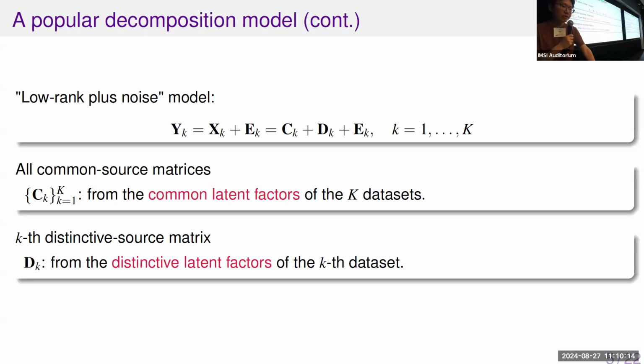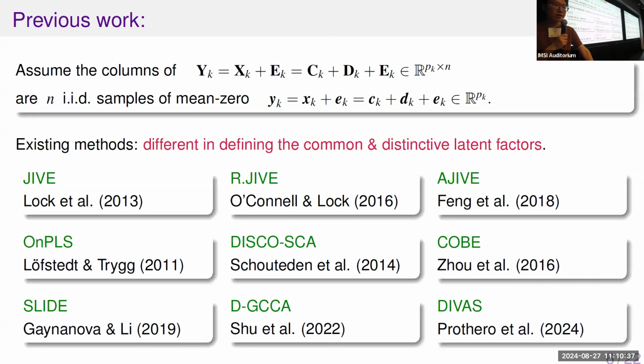In this popular model, all those common source matrices Ck are assumed to be generated from the common latent factors of these K data views. And the distinctive source matrix Dk is assumed to be generated from distinctive latent factors of the corresponding k-th data view. Assume the columns of these data matrices are IID samples of corresponding mean zero random vectors. There are many methods to solve this decomposition, but they differ in defining the common and the distinctive latent factors. Here I just listed the 9 methods that are widely used or recently published.